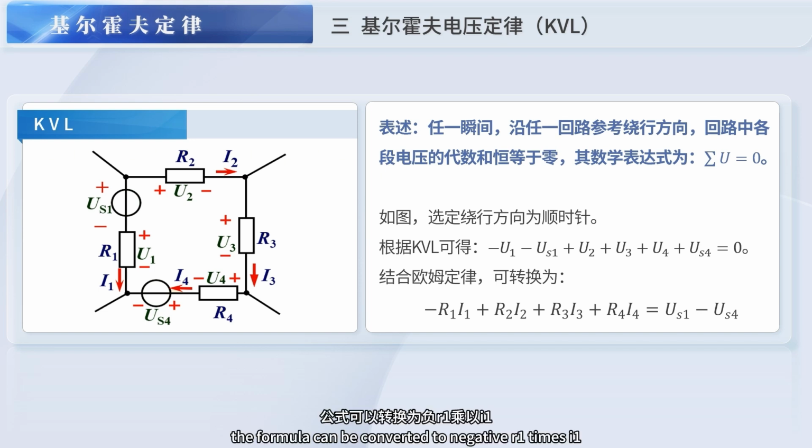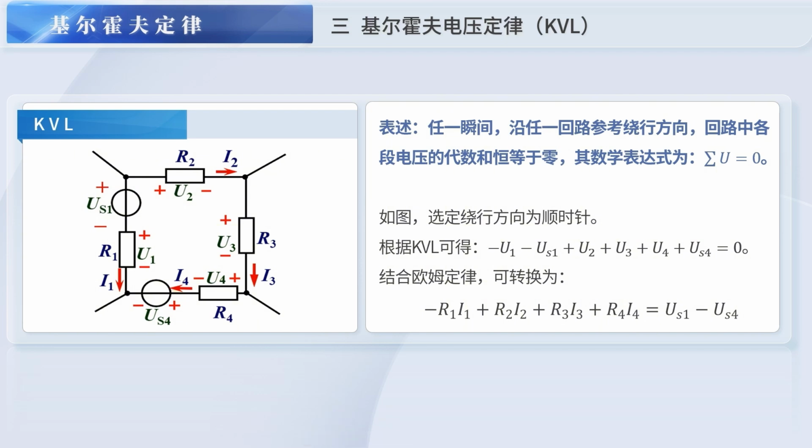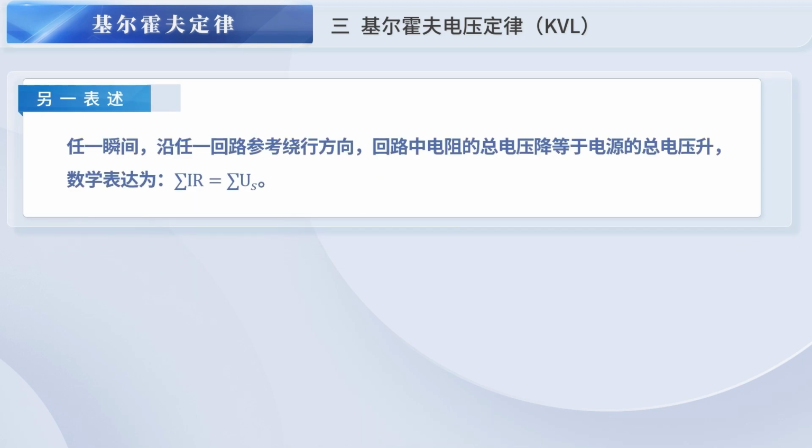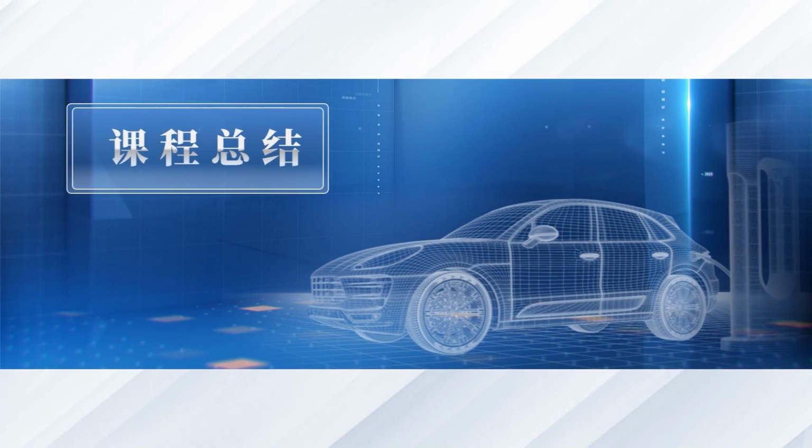Combined with Ohm's law, the formula can be converted to negative R1 times I1 plus R2 times I2 plus R3 times I3 plus R4 times I4 equals US1 minus US4. In this way we can obtain another expression of Kirchhoff's voltage law. At any moment, along the reference detour direction of any loop, the total voltage drop across the resistors in the loop equals the total voltage rise of the power supplies. The mathematical expression is sum IR equals sum US.